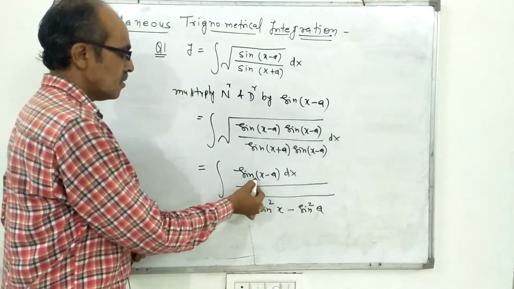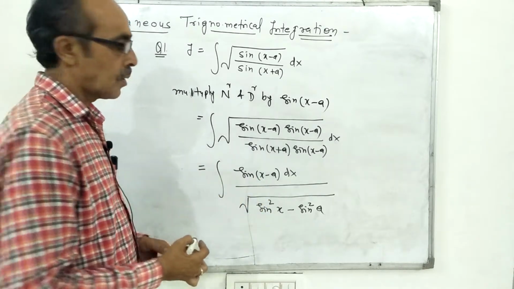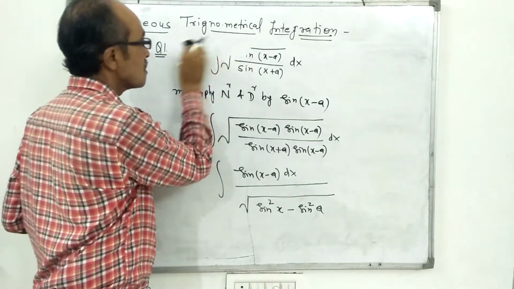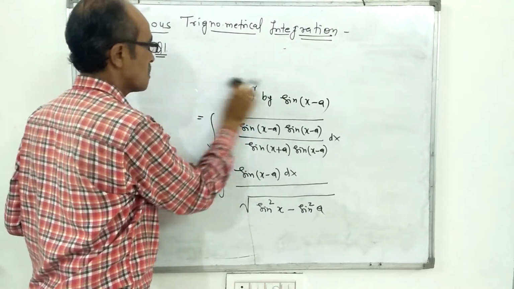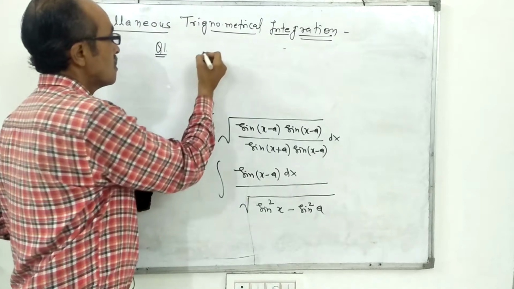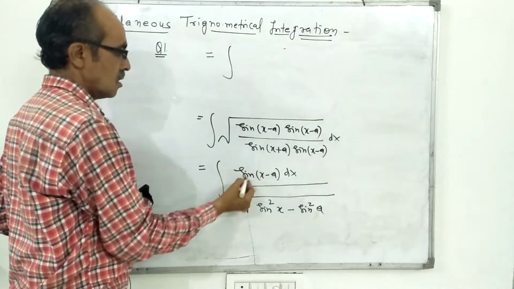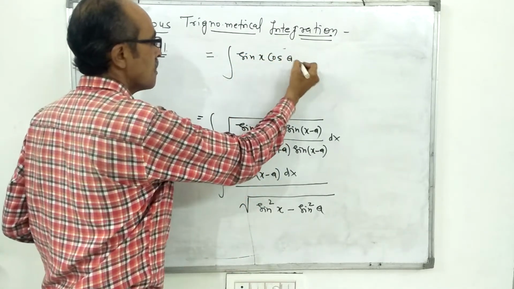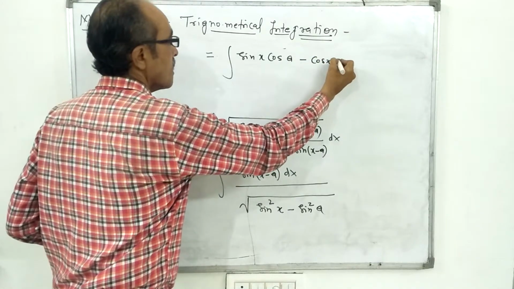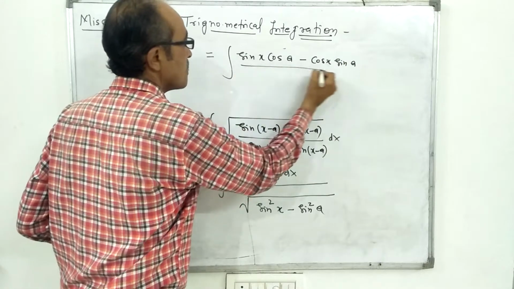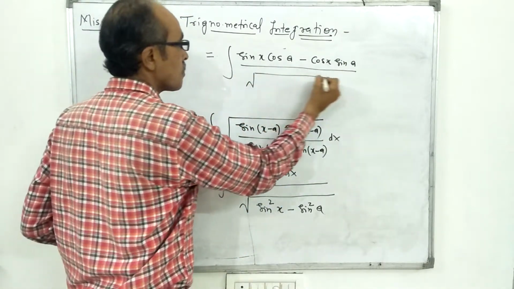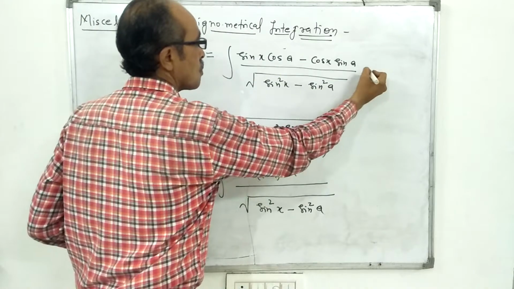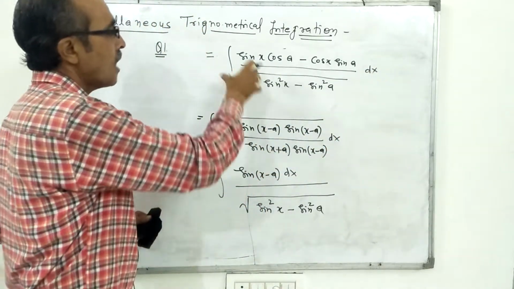Now again expand this by the trigonometrical formula for sin (x minus a), which is sin x cos a minus cos x sin a. Then we get the integral I equal to the integral of (sin x cos a minus cos x sin a) divided by the root of sin square x minus sin square a, dx. Now we separate and get two integrals.